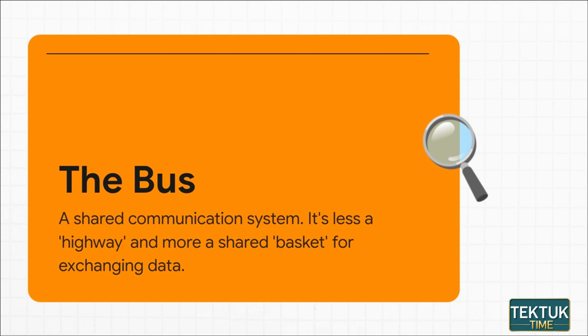Now, we often imagine it as some kind of super fast data highway. But honestly, a better way to think about it is like a shared basket. Every single component, from the CPU to your mouse, puts messages into this one shared basket and takes messages out of it. It's this really simple, unified system for communication.